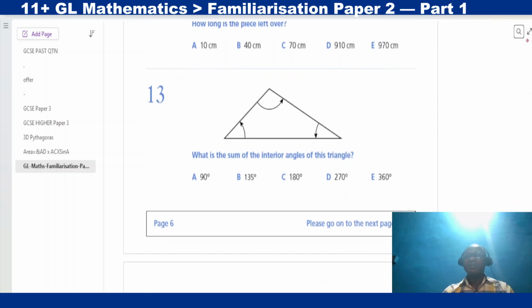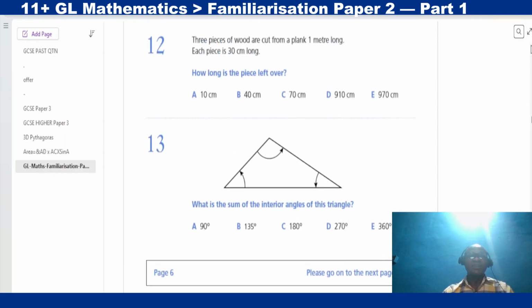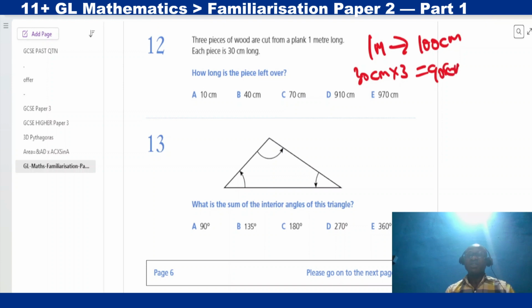Here we are given, to simplify, 3 pieces of wood are cut from a plank, and the plank is 1 meter. I want you to know that 1 meter is equivalent to 100 centimeters. Now, each one cut out is 30 centimeters long. So 30 cm multiplied by 3 of them will give us 90 cm. If we subtract 90 cm from 100, we are going to have 10 cm left.